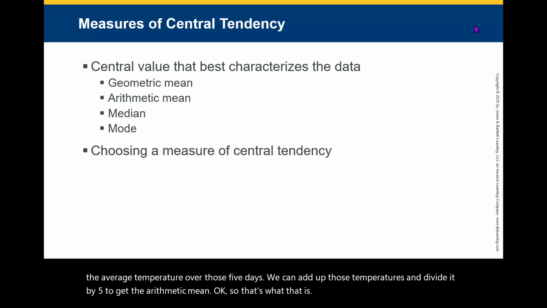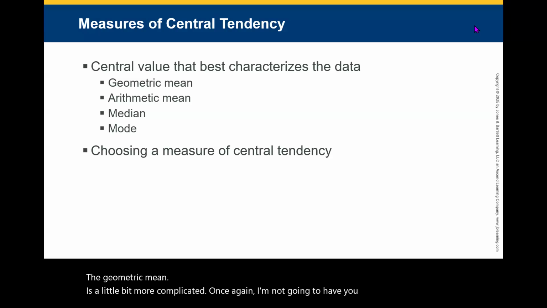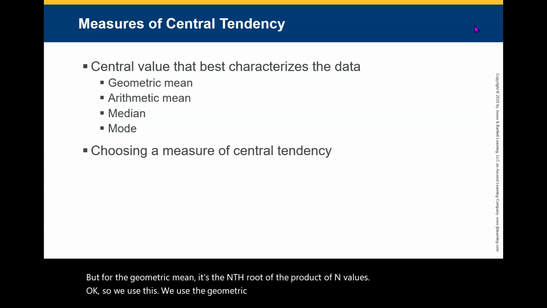The geometric mean is a little bit more complicated. Once again, I'm not going to have you do any of these, okay? But the geometric mean is the nth root of the product of n values. Okay, so we use the geometric mean when we look at growth rates. The median is the middle value in a sorted list.